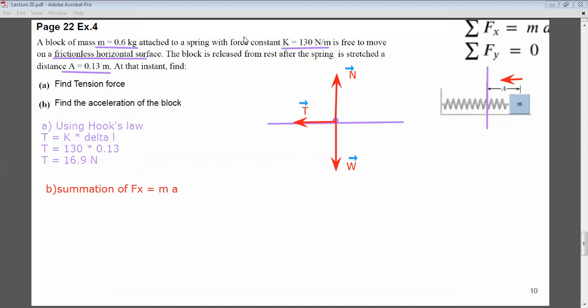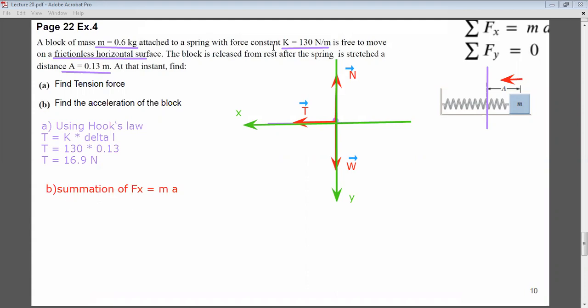The second step, I choose the x-axis along the motion. So this mass, how is it moving? It's moving in this way. So I choose the x-axis in this way, and the y-axis is perpendicular to it, counterclockwise. So this is the x-axis and this is the y-axis.